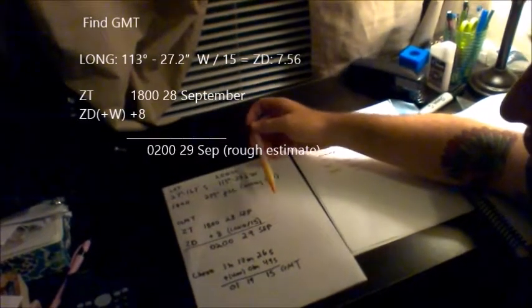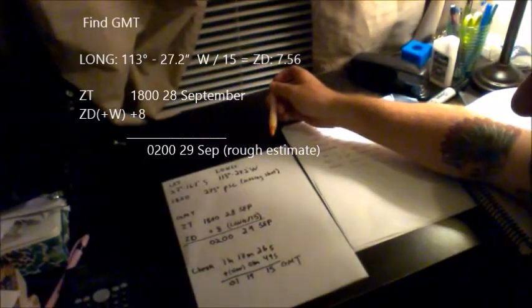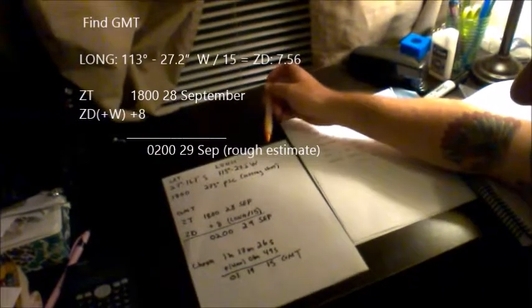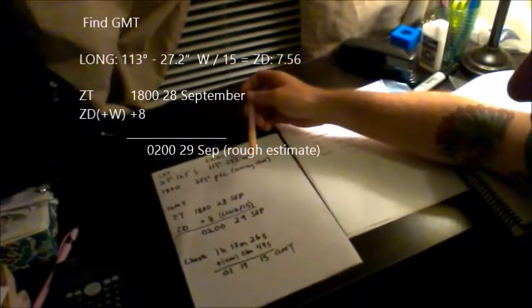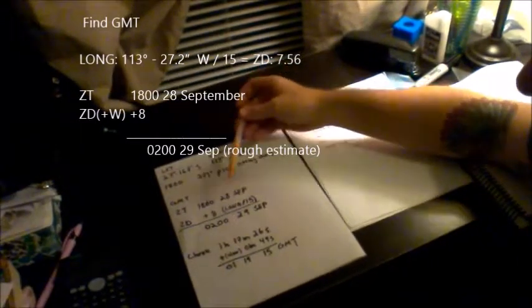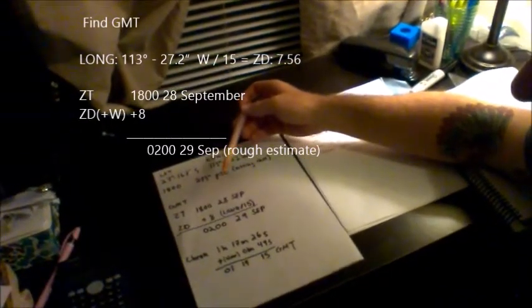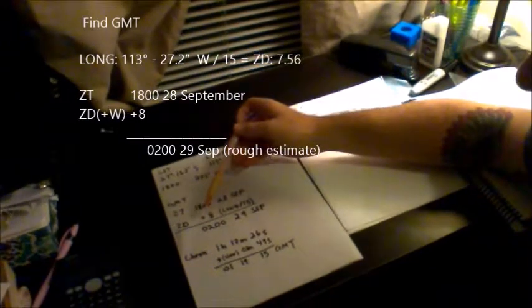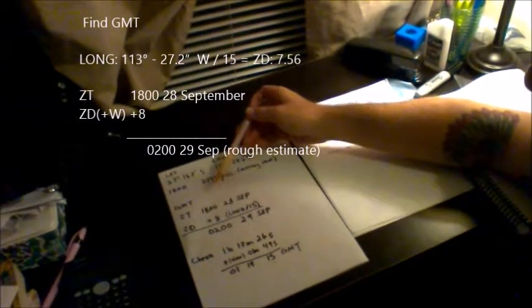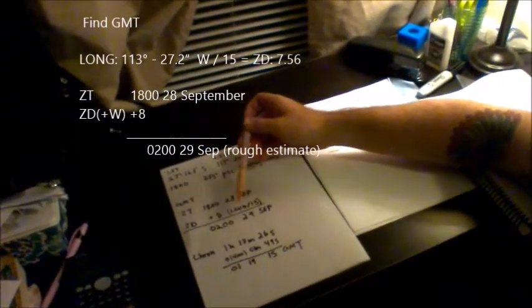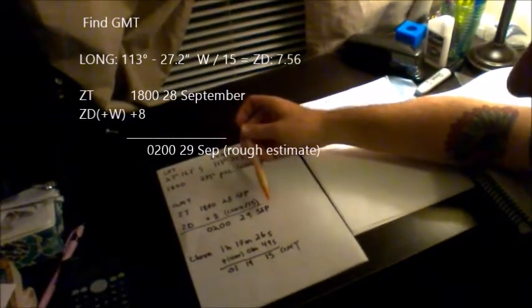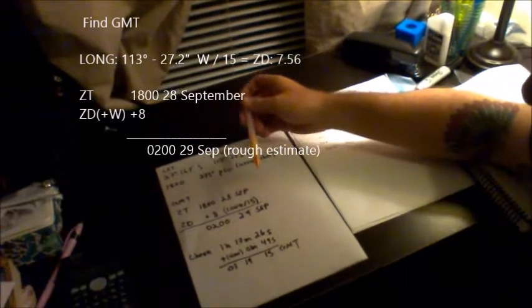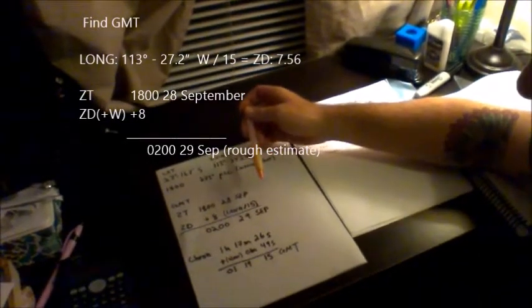Now, if we look at our longitude, which is 113 degrees, 27.2 minutes west, we divide it by 15, and that gives us 7.56 roughly, which we round up to 8. So the zone description is west. So you always add west zone description, so plus 8. So a rough estimate of the time is 0200 on the 29th of September. And note that's the 29th of September, it's the next day. So when you go on the Nautical Almanac, make sure you're looking at the right date.